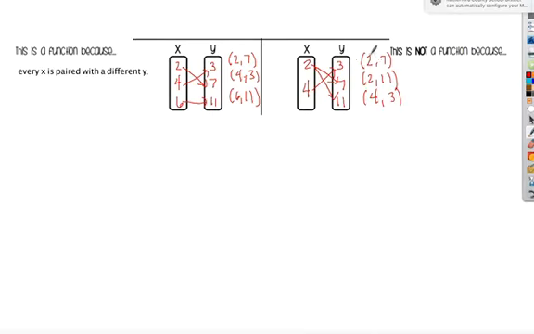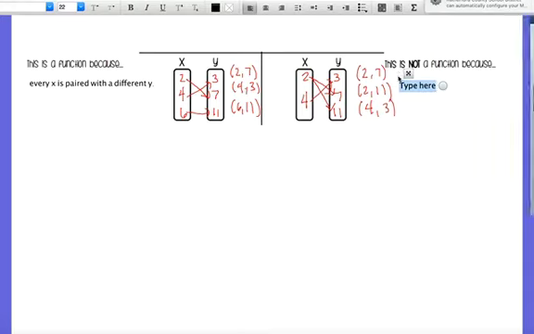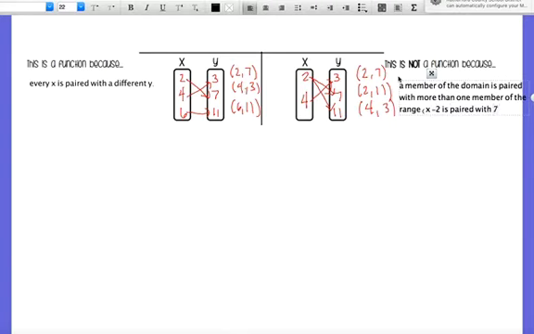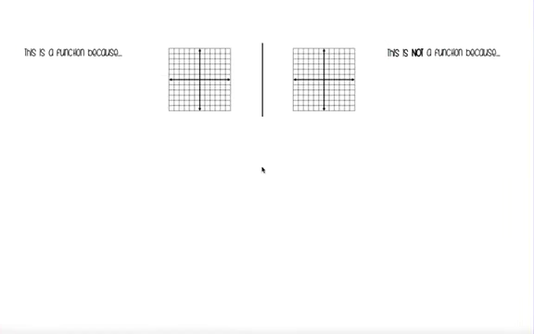And so if I'm looking at this one, if I look in the x's, I see that I have x's that repeat right here in the 2's. So we would say this is not a function because a member of the x, or the domain, is paired with more than one member of the range. And so it might be helpful to know that x equals 2 is paired with 7 and 11. And that's what makes it not a function because your x's repeat.